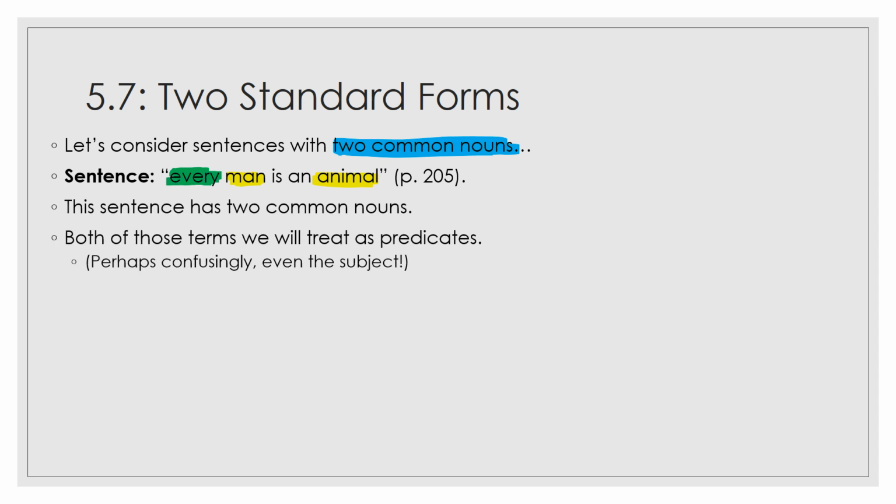So it has two common nouns, and both of those terms we will treat as predicates, which may be a little bit confusing because we will also consider the subject of that sentence, namely man, as a predicate. In categorical logic, we never would consider man the predicate, we would just say man is subject. But it does make sense to treat it as predicate in relationship to our bound variable x.